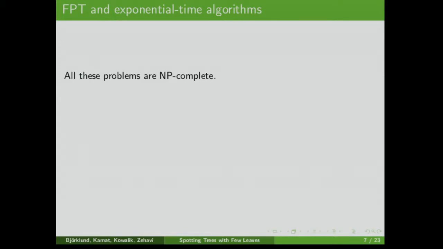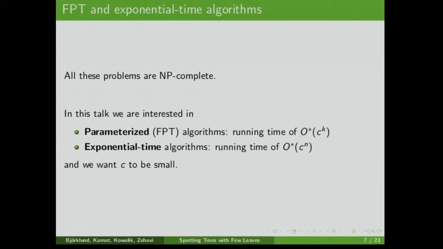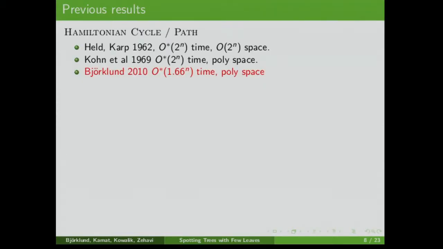You know that they are NP-complete, because they generalize Hamiltonian path, and you know that Hamiltonian path is NP-complete. We are interested in FPT algorithms for the parameterized problems. They will all be of the form c to the k, and we are interested in getting c small. And for non-parameterized problems, we are interested in exponential-time algorithms, which we parameterize by n, and we also want c to be small.